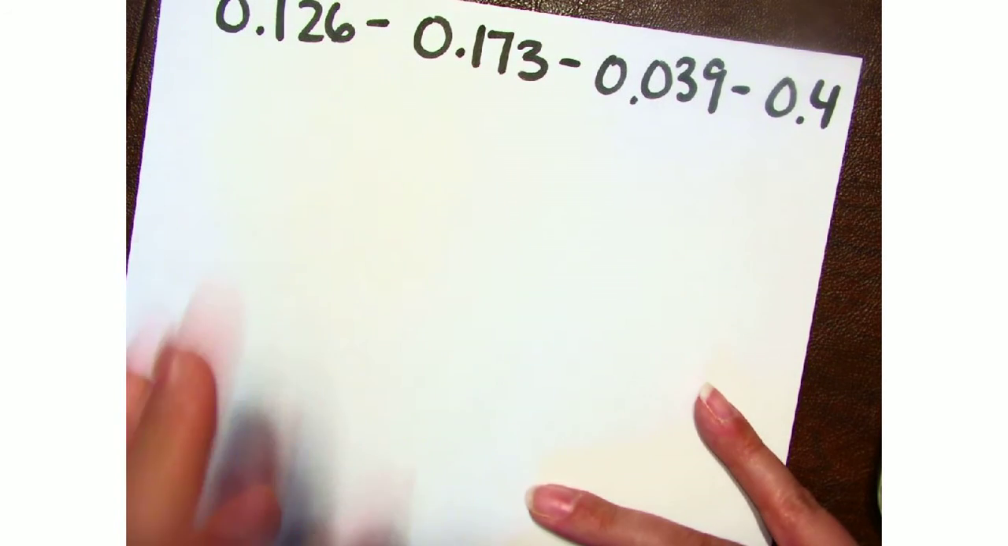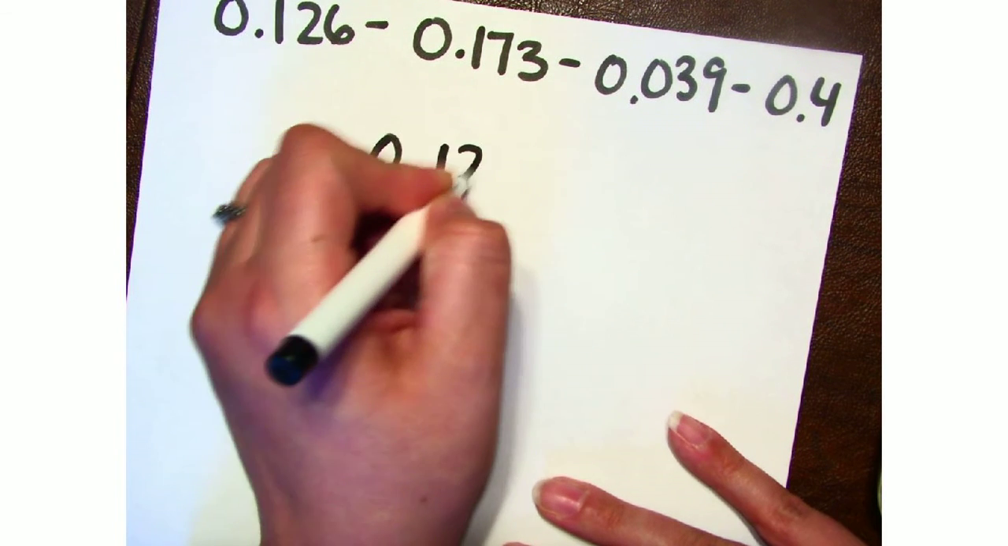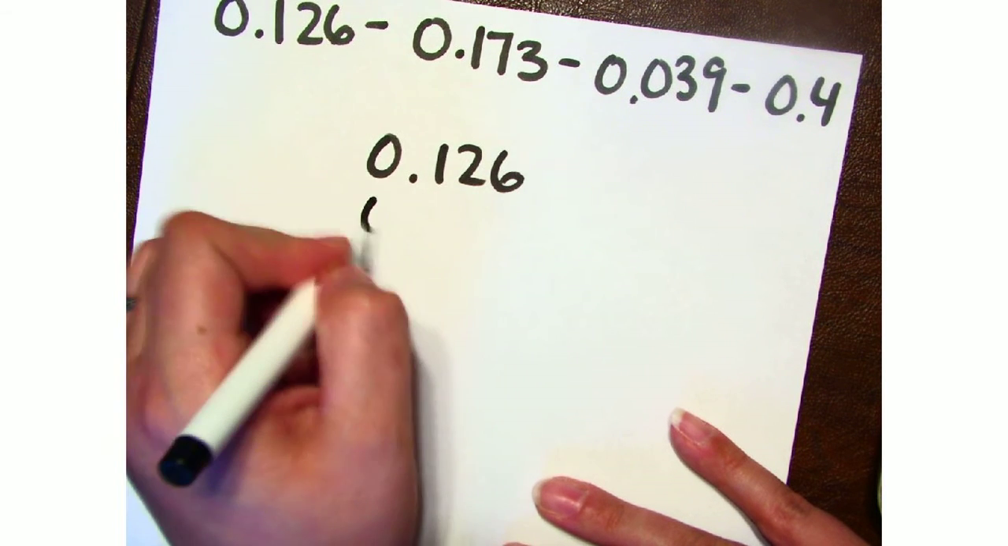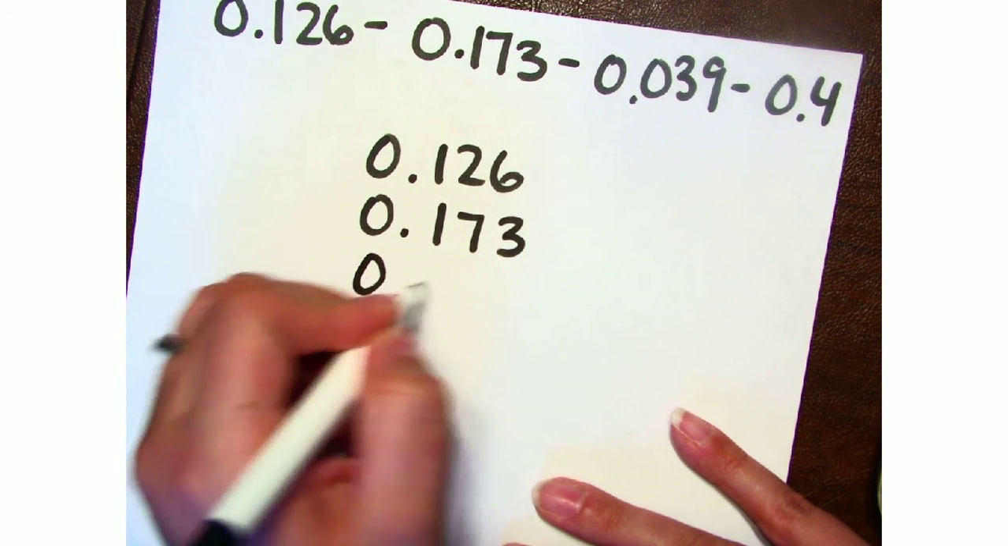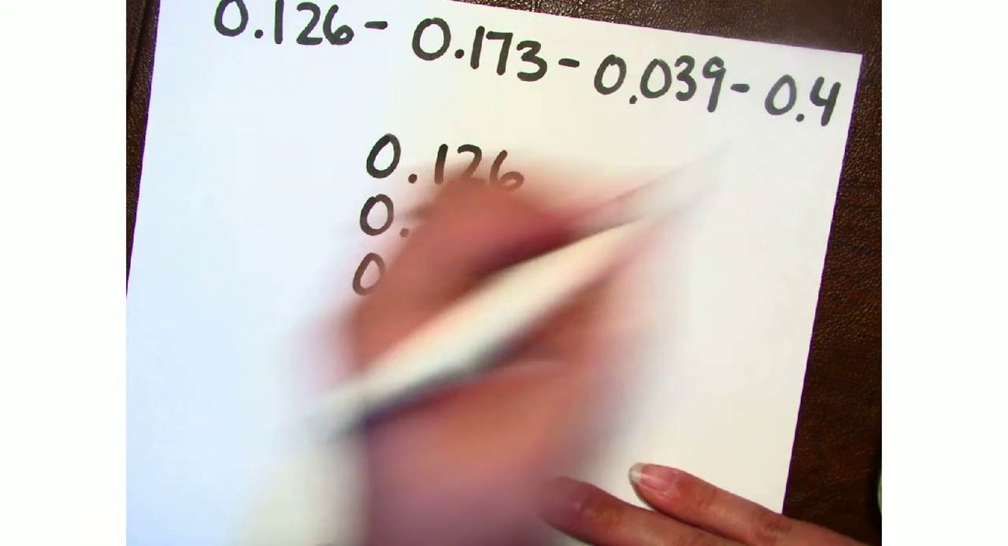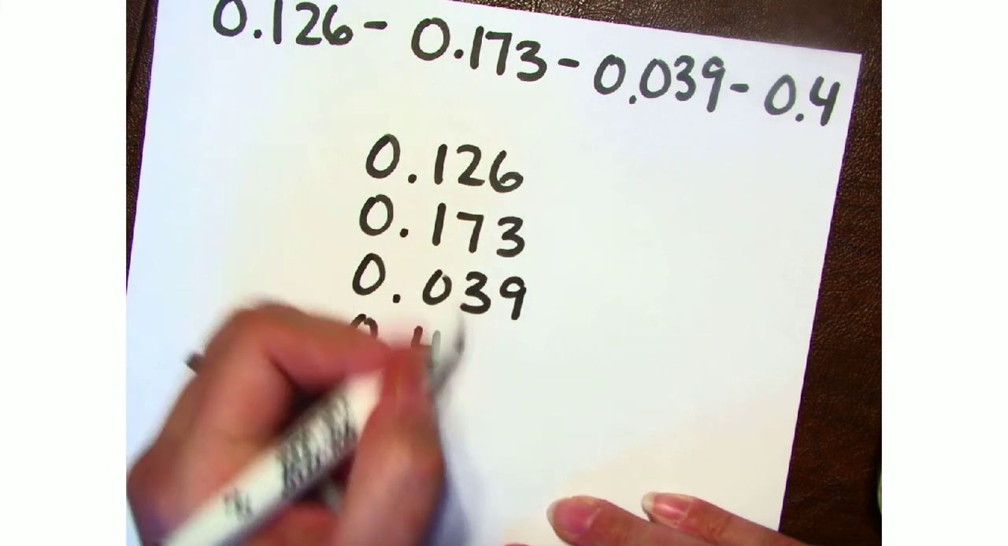And we're going to do the exact same thing. We're just going to line them up. So I'm going to start with 0.126. And then underneath it, I'm going to write 0.173. And underneath that, I'm going to write 0.039. And the last one, I'm going to write 0.4. But because there are these empty spaces, I'm just going to fill them with zeros.